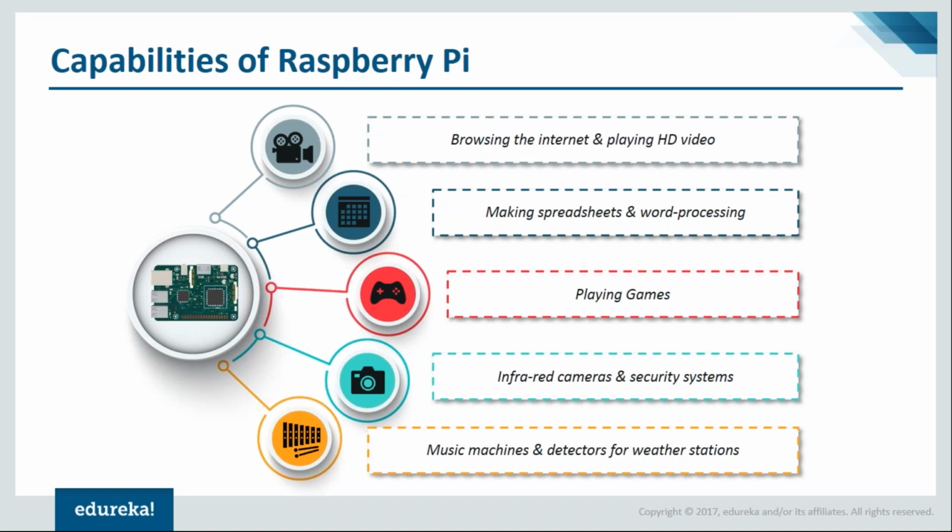Then you can also use music machines as well as weather stations, which we actually had done in our previous session. Now these are just some of the top capabilities that I have picked up from the list. Raspberry Pi today has become one of the biggest components that has enabled users to achieve and create a lot. Today, the capability of Raspberry Pi is restricted just to your imagination. Whatever you can imagine can be done using Raspberry Pi given the amount of effort put into it.